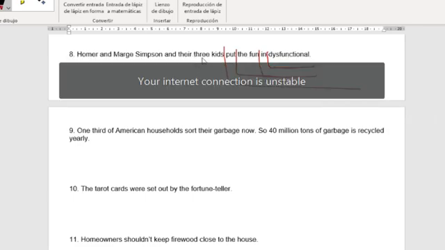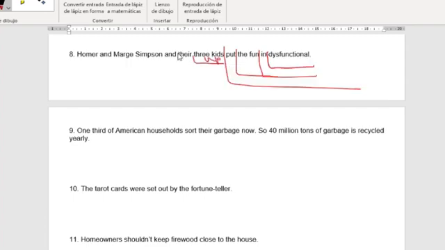Noun phrase. Their 3 kids, another noun phrase. And this takes it here, you see? Marge Simpson is a noun phrase. So here you will make another noun phrase, and Homer. And this would make what? Noun phrase, subject. All right? Great.